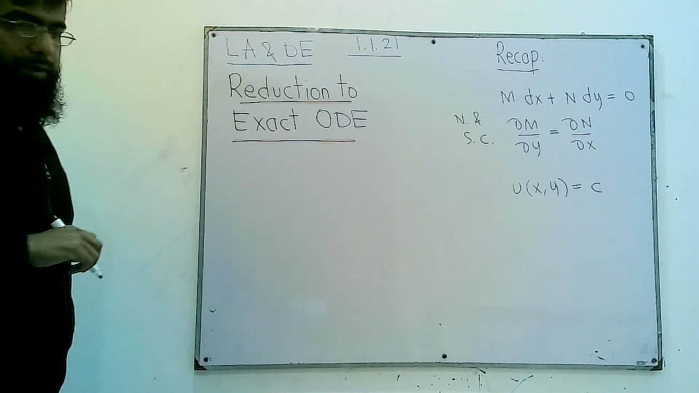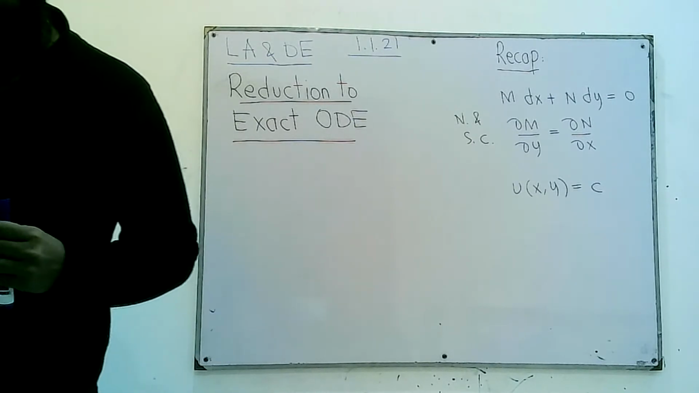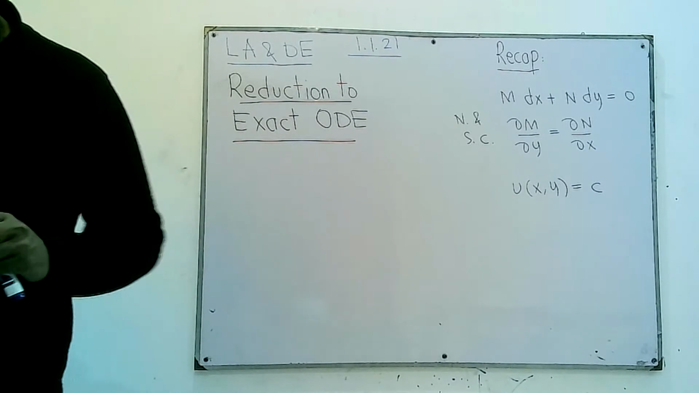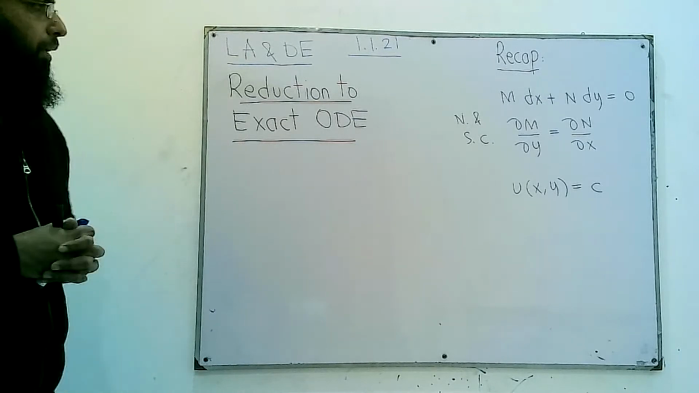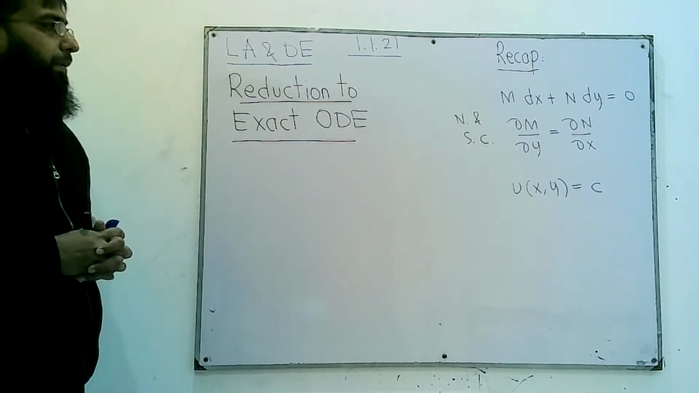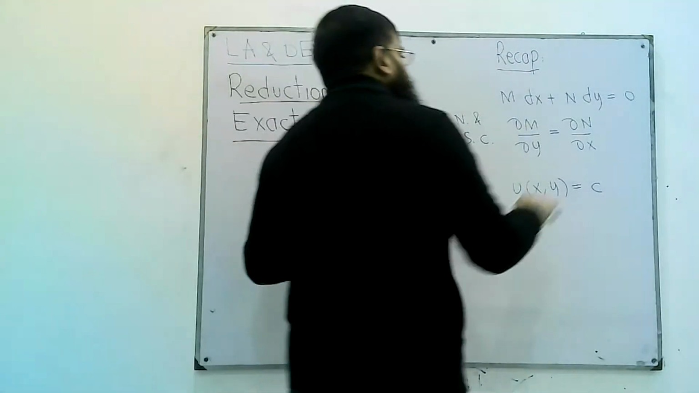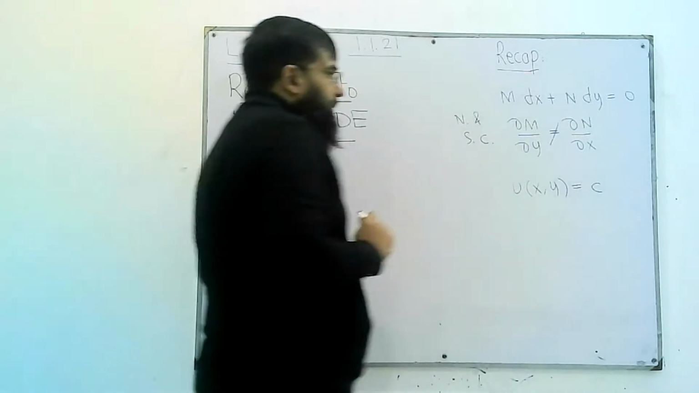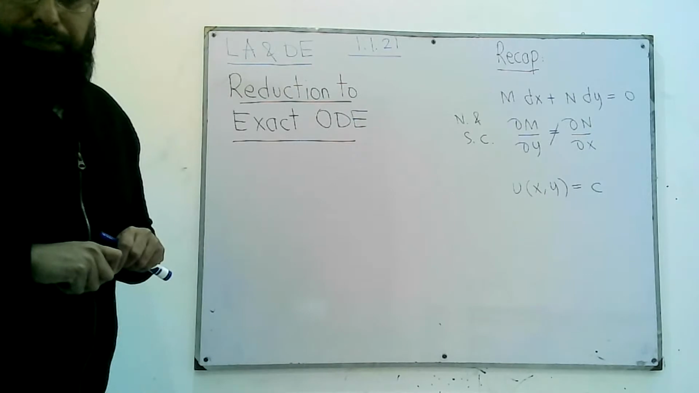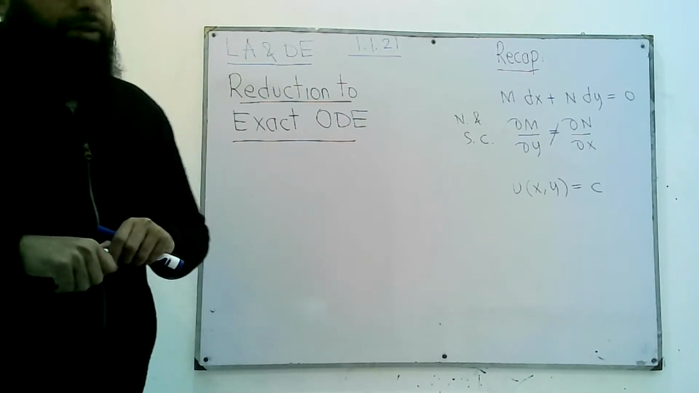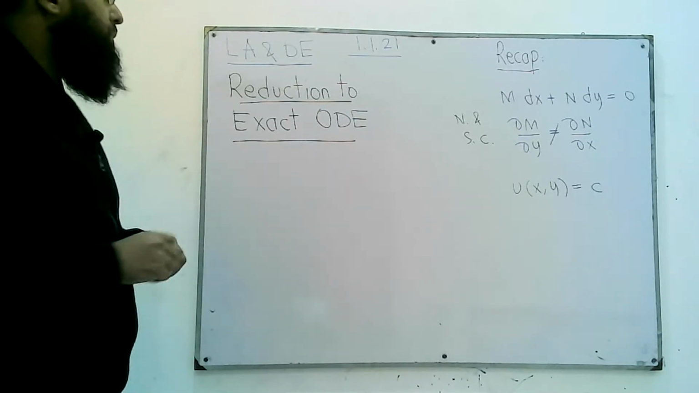But in this lecture, we'll study what happens if we are given an ODE that looks to be exact, but it doesn't fulfill this property: partial M over partial y isn't equal to partial N over partial x. What should we do then? Then we should introduce f.